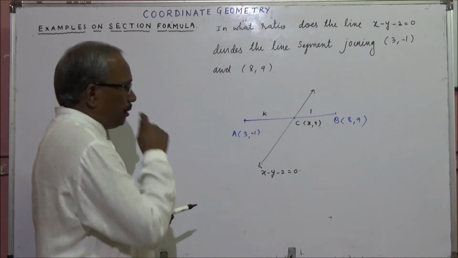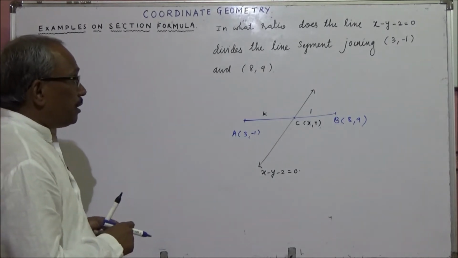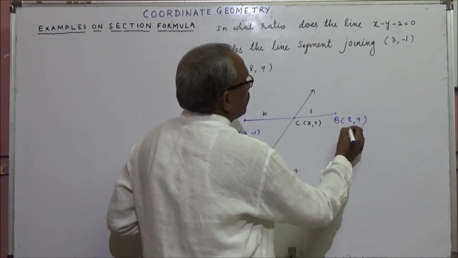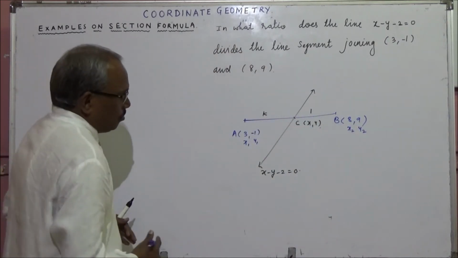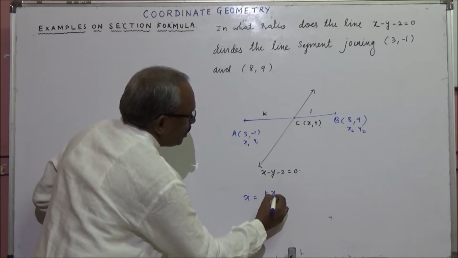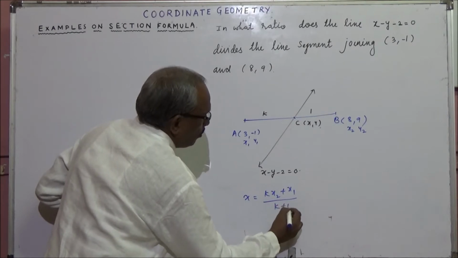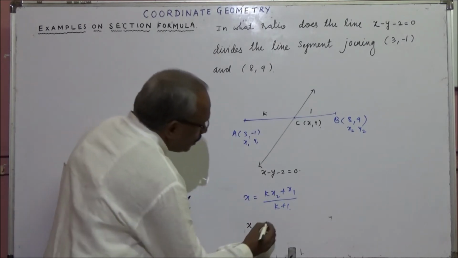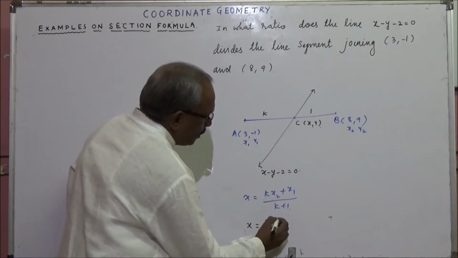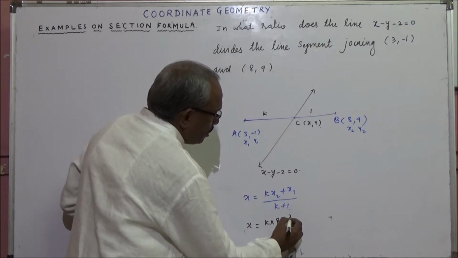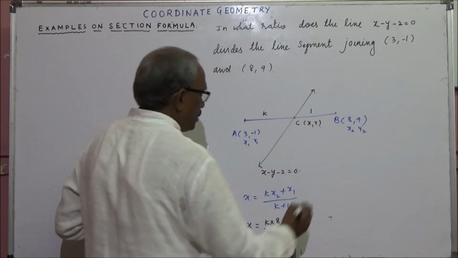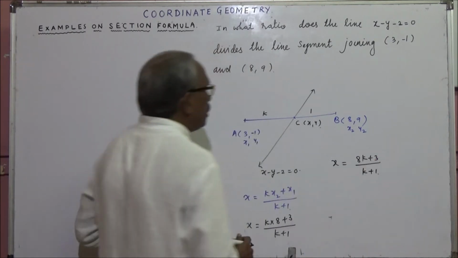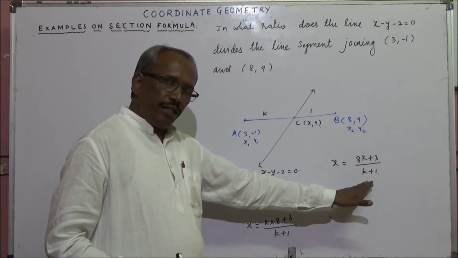Let the point be x comma y. So let us calculate here. So I can write here x1, y1, x2, y2 columns. So here x is equal to kx2 plus x1 upon k plus 1, right? So I can write x is equal to k into x2, means what? 8, plus x1, means 3, upon k plus 1, that is x is equal to 8k plus 3 upon k plus 1.